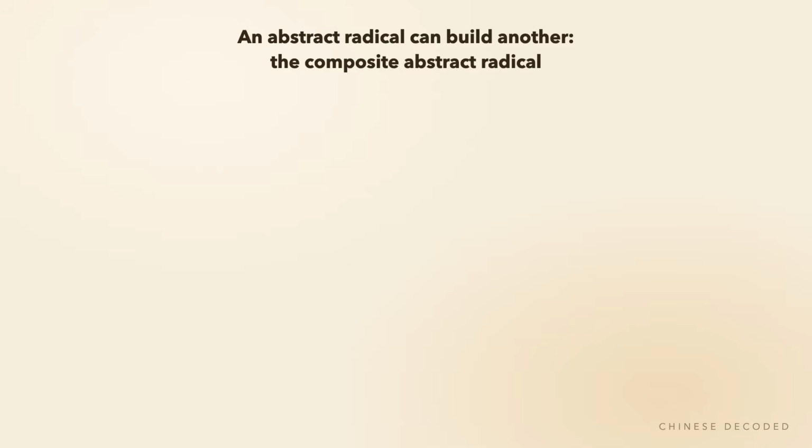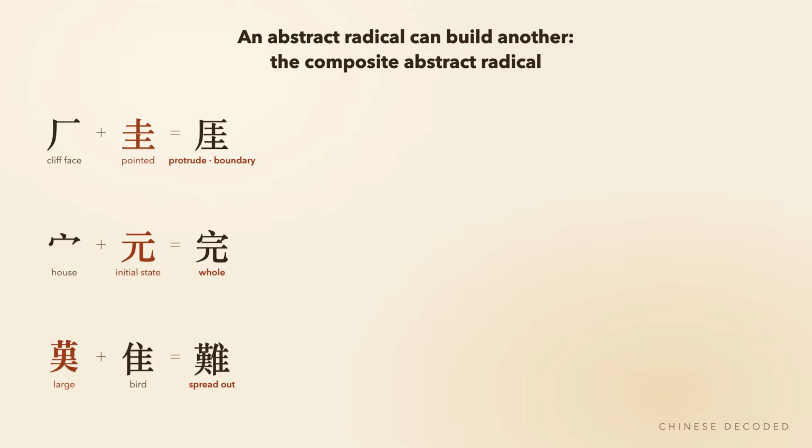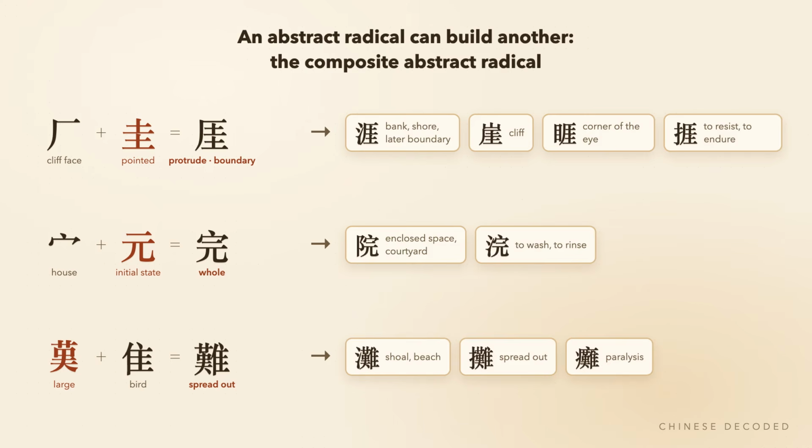One more pattern completes the model. An abstract radical can build another radical, a composite abstract radical, and the composite radical builds a family of its own. Here are 3 composite abstract radicals, each built with an abstract radical inside. And here are the families they build. We won't walk through these derivations today. Each of these families deserves and will get its own video.